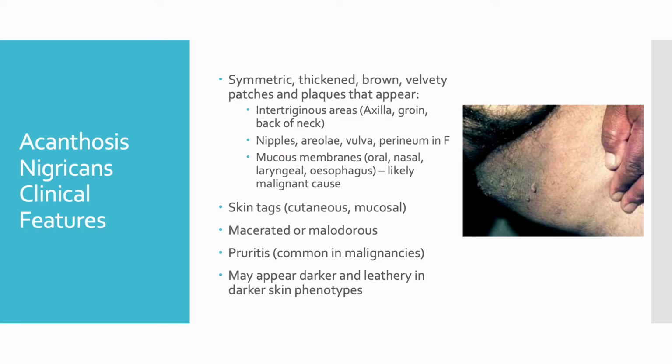So acanthosis nigricans occurs in the axilla, groin, and back of the neck. If we see it more extensively than that, and particularly if there's similar changes in the mucous membranes, and particularly if a patient is underweight rather than obese, they're the features that would make us think about malignancy-associated acanthosis nigricans. The areas are often macerated and malodorous and sometimes itchy.